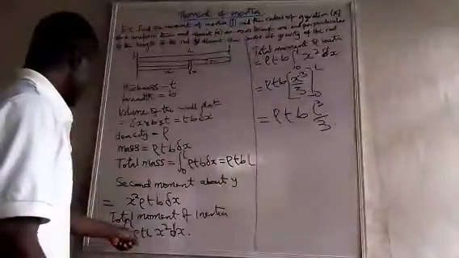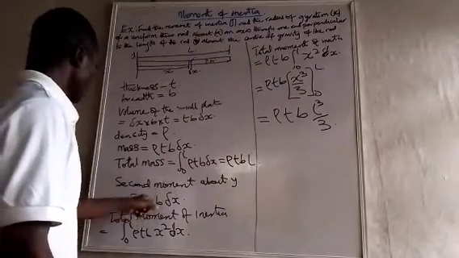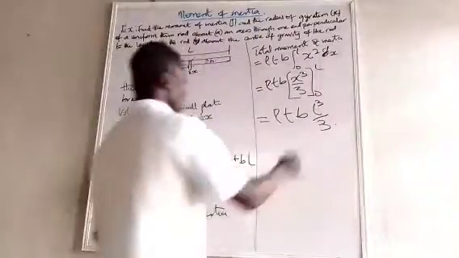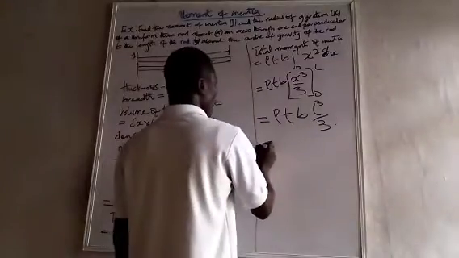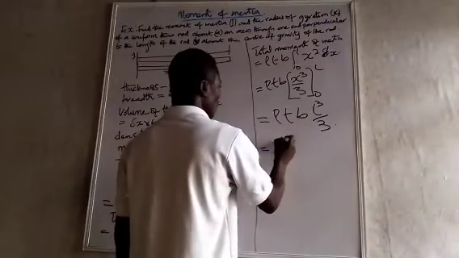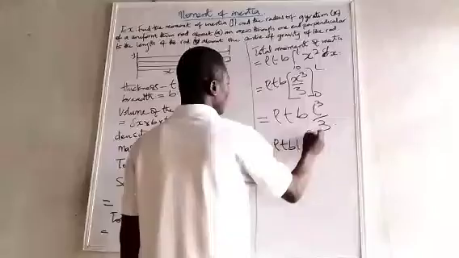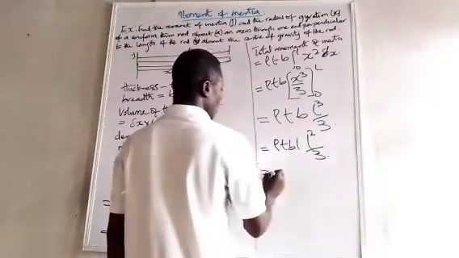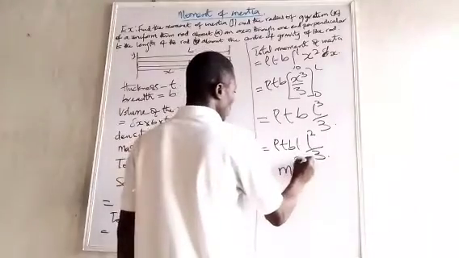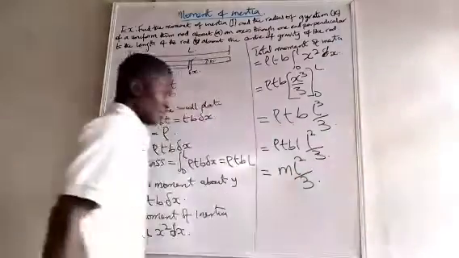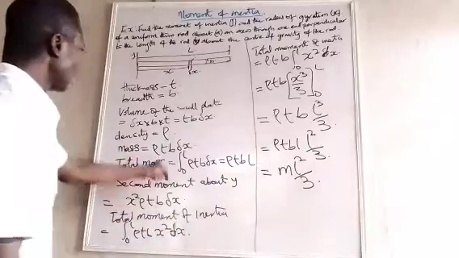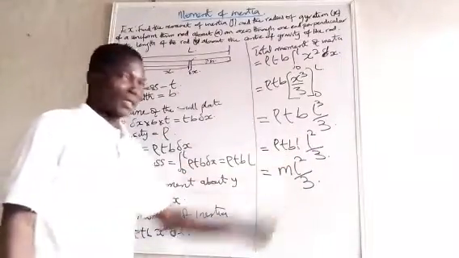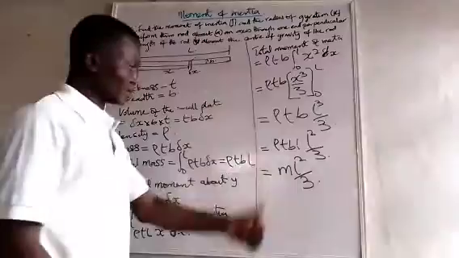But what is the mass? Rho T B L is the mass. So from here, I can now say that I is M L squared over 3. You can see, because I have gotten M to be rho T B L, so I removed it there. So that is the moment of inertia.